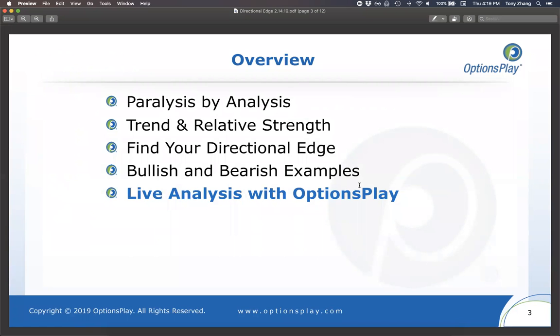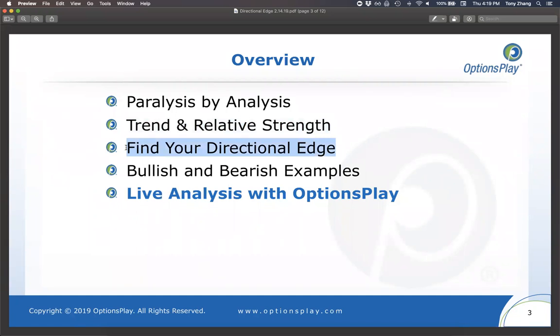So we're going to talk a little bit about how to navigate that, and why the two indicators that we want to look at when trying to gain that directional view are trend and relative strength. I want to define what trend and relative strength are, but most importantly, I want to show you how you can utilize these two indicators alone to really find your directional edge. That's the goal here today.